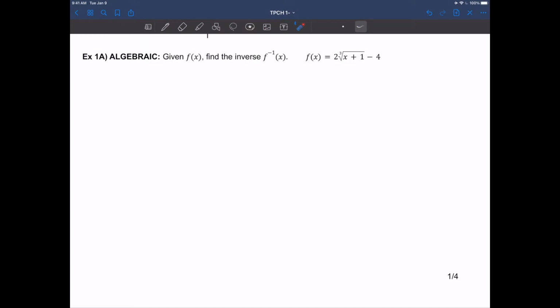Example 1a, given f of x, find f inverse of x. Okay, this is not read as f to the negative 1 of x. Please don't say that. It is f inverse of x. So here's f of x. The first thing I'm going to do is replace f of x with y, so that I see the equation in terms of x and y. It just makes our work a little bit easier. So I'll show you that.